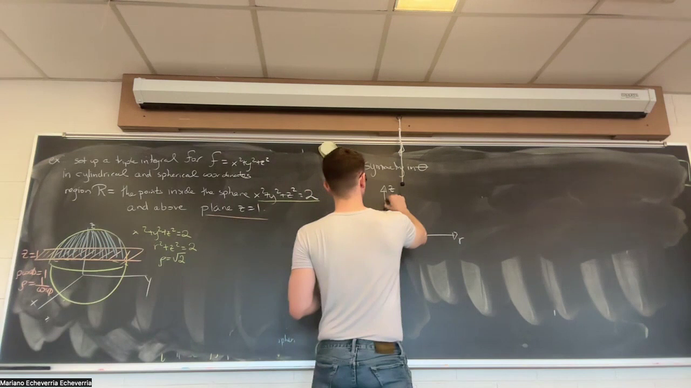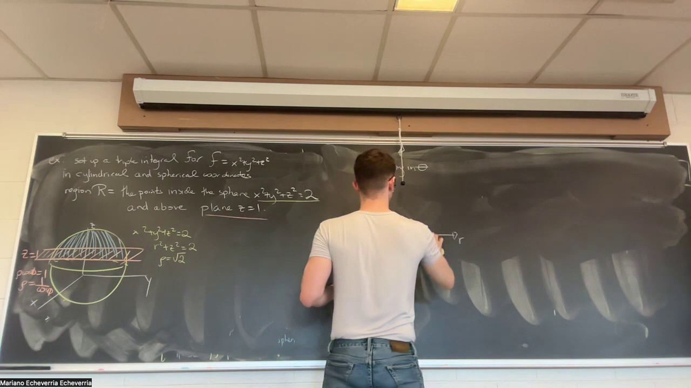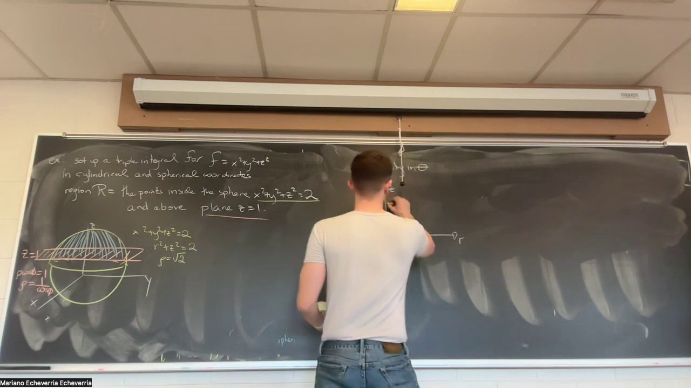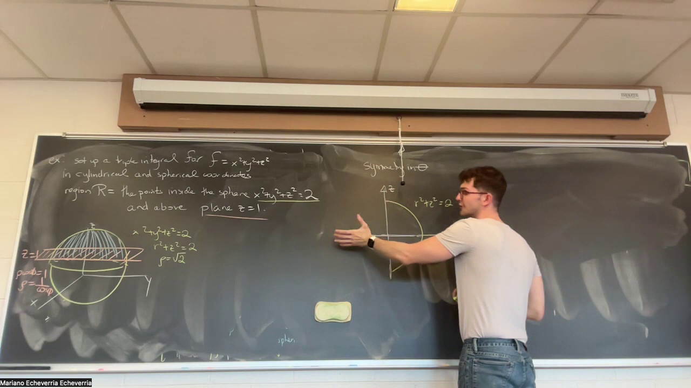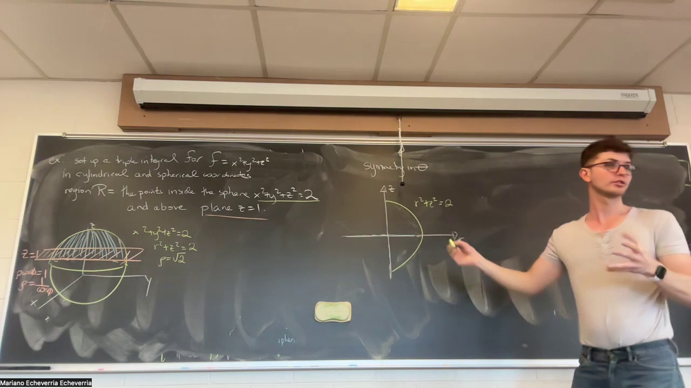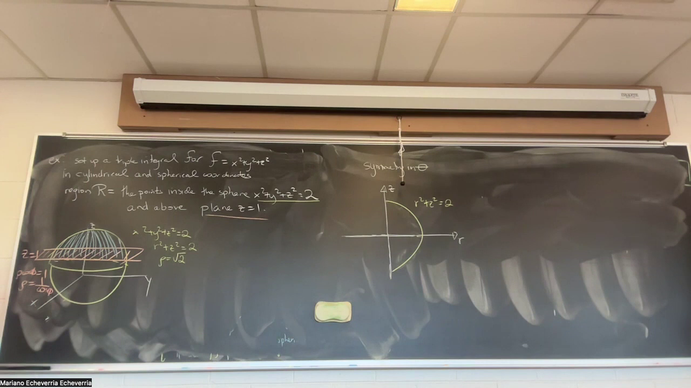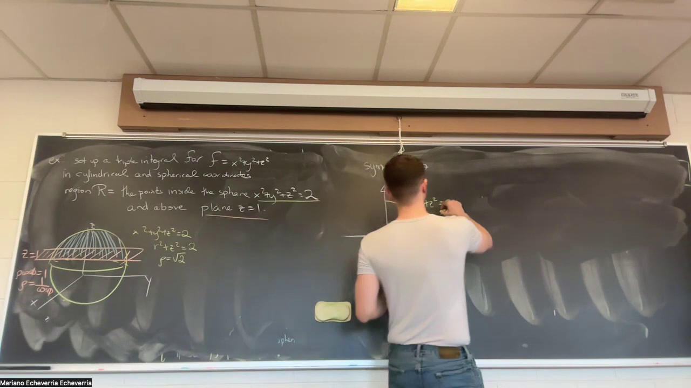Let me draw it a bit better. I'm just drawing half a circle because strictly speaking, r in polar, we don't use it for negative values. So if you wanted, you could draw the full circle, but you only need this piece of the circle because in polar or cylindrical, r is always non-negative. Okay, and again, this is the same as rho equals root of 2.